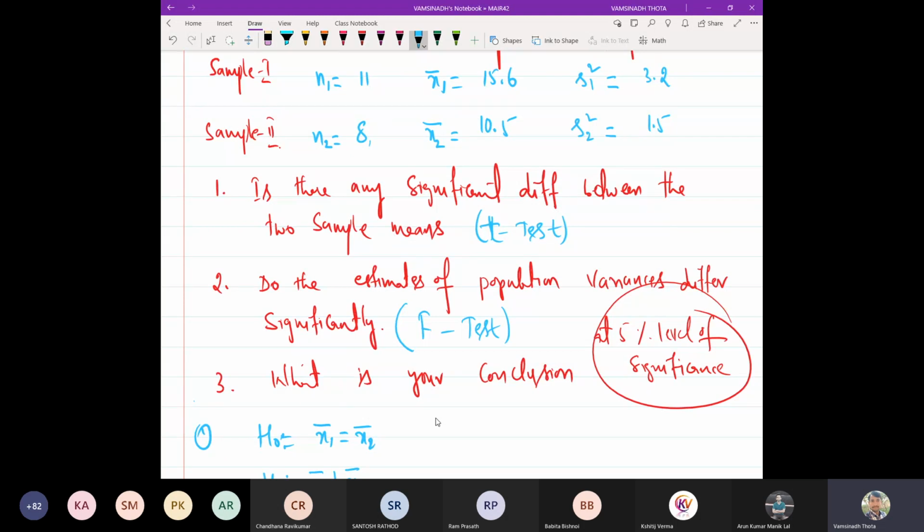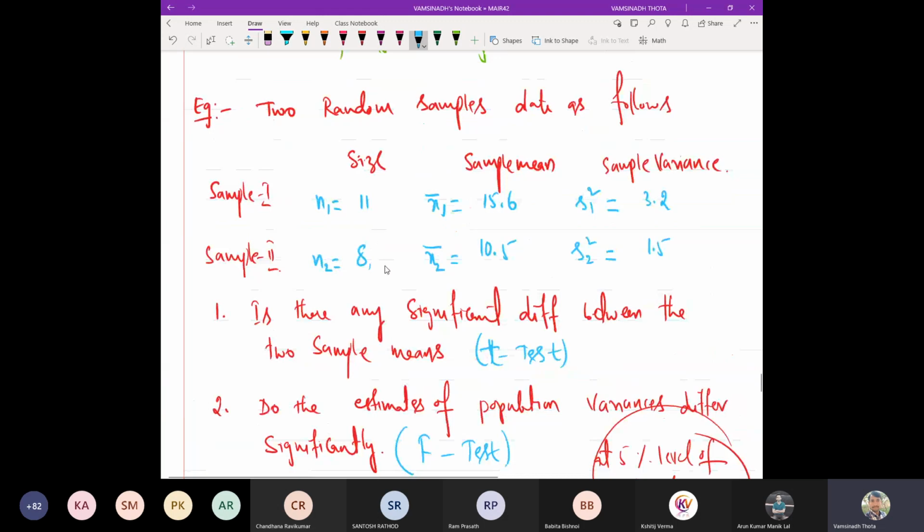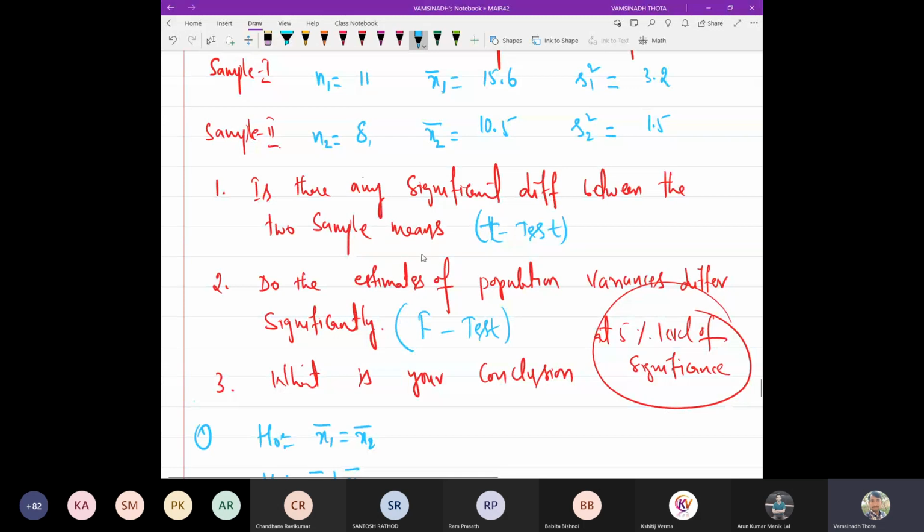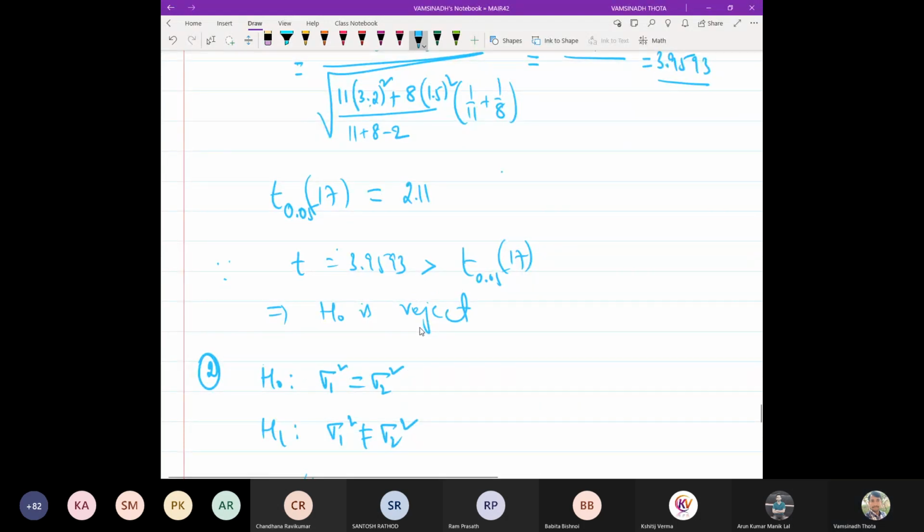The third one will say that we cannot say that the two samples are drawn from the same population. Why? Because there is a significant difference in the sample means. So we can say that the two samples are not drawn from the same population. Now in between, one of your classmates, Ram Prasad, asked a doubt. He is asking about the sample variances given while evaluating the t-test.